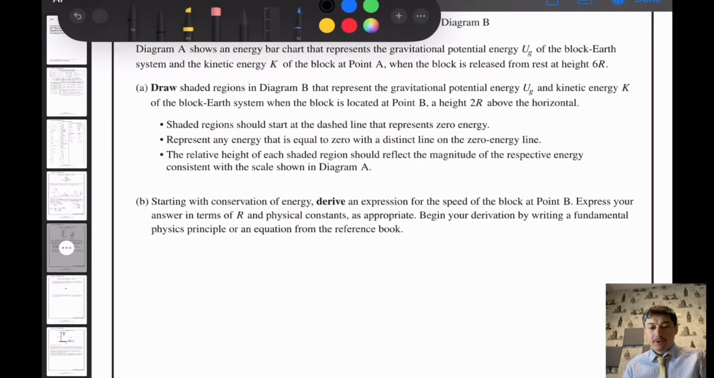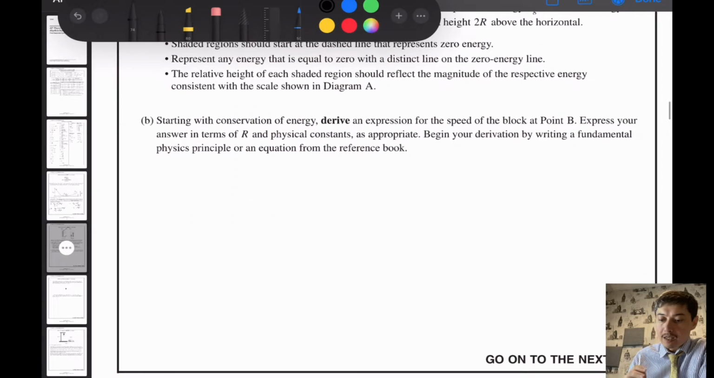Part B. Starting with conservation of energy, derive an expression for the speed of the block at point B. Express your answer in terms of r and physical constants as appropriate. Begin your derivation by writing a fundamental physics principle or an equation from the reference book. So basically here the principle is the conservation of energy.